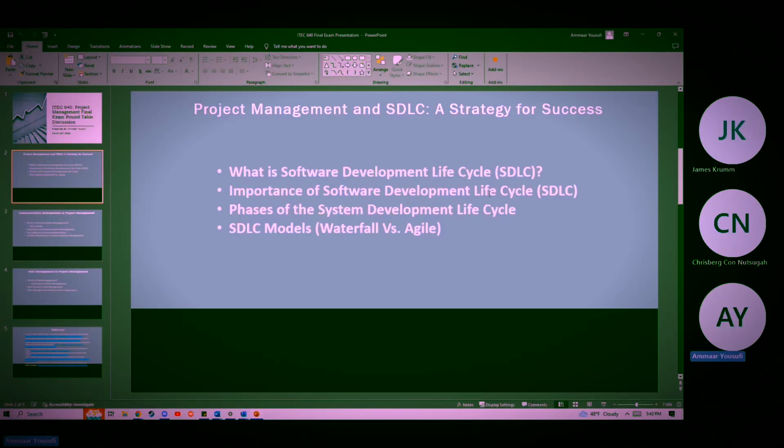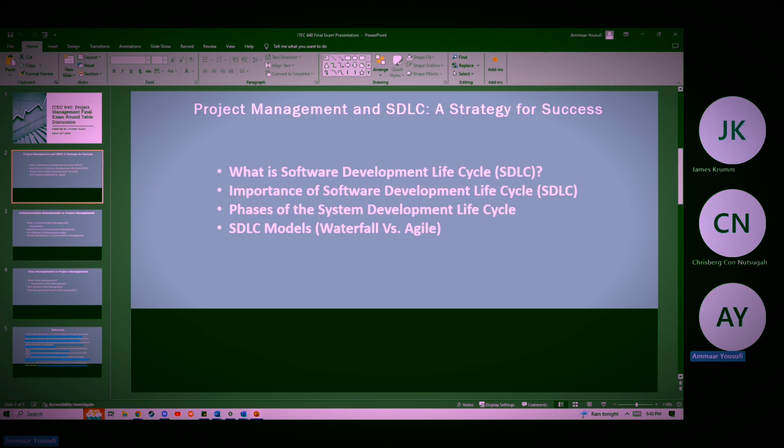To start it off right now, what is SDLC? SDLC is a framework that describes the steps involved in the creation of software from inception to retirement, from beginning to end. It's not just a technical procedure, but a process model that covers the planning, creation, testing, deployment, and maintenance of software systems.